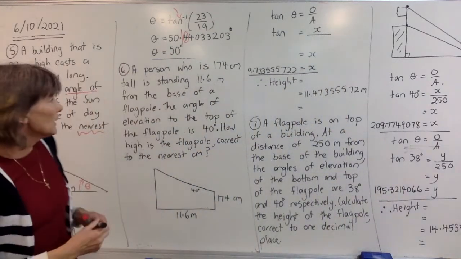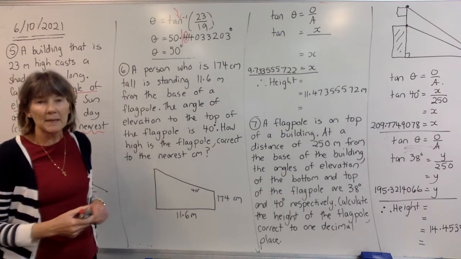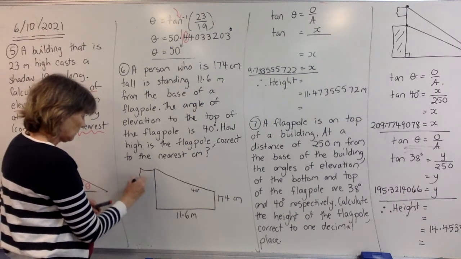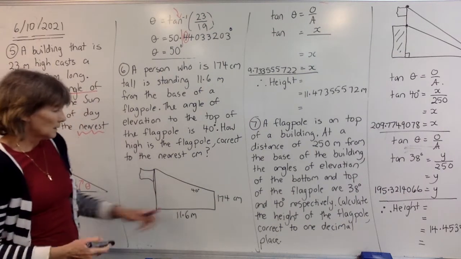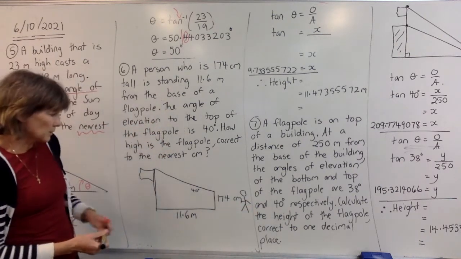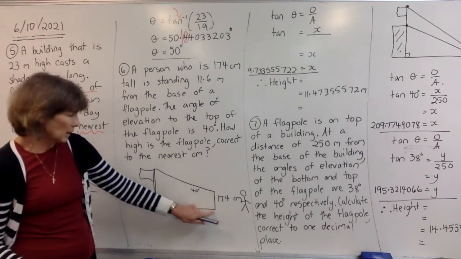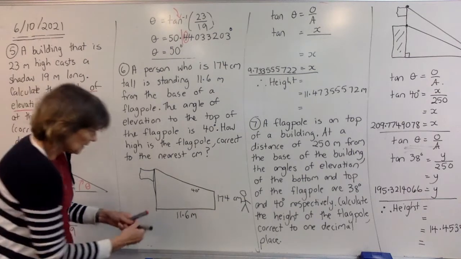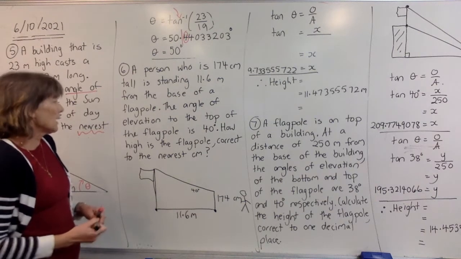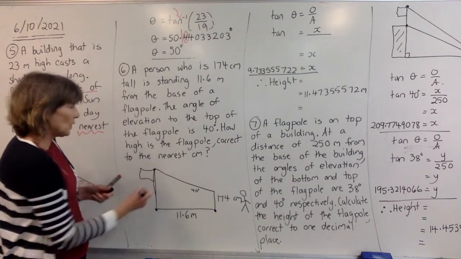So we have a person who is 174 centimetres tall and is standing 11.6 metres from the base of a flagpole. So I've drawn the flagpole. Here it is. All right, there's the flagpole. Here's the person. And that person is 174 centimetres tall, and they're standing here, okay, but I've just drawn them over there. They're standing here, and they are 11.6 metres from the flagpole. Okay, now the angle of elevation to the top of the flagpole, up the top here, is 40 degrees.